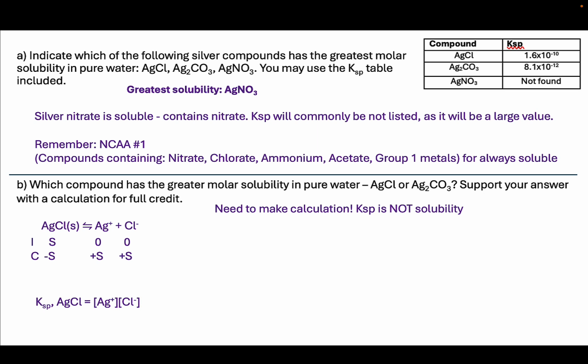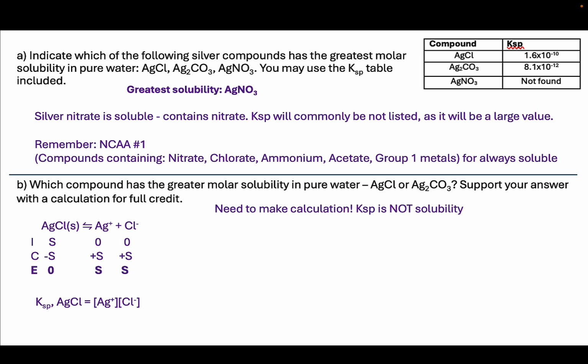We'll call that S. We'll start with that amount of silver chloride, no silver, no chloride. Well, S is going to dissociate, right? This is the molar solubility. This is the amount that dissociates in water. And when that amount of the solid dissociates, we form the S amount of the silver plus and S amount of the chloride. And so those two are going to form.